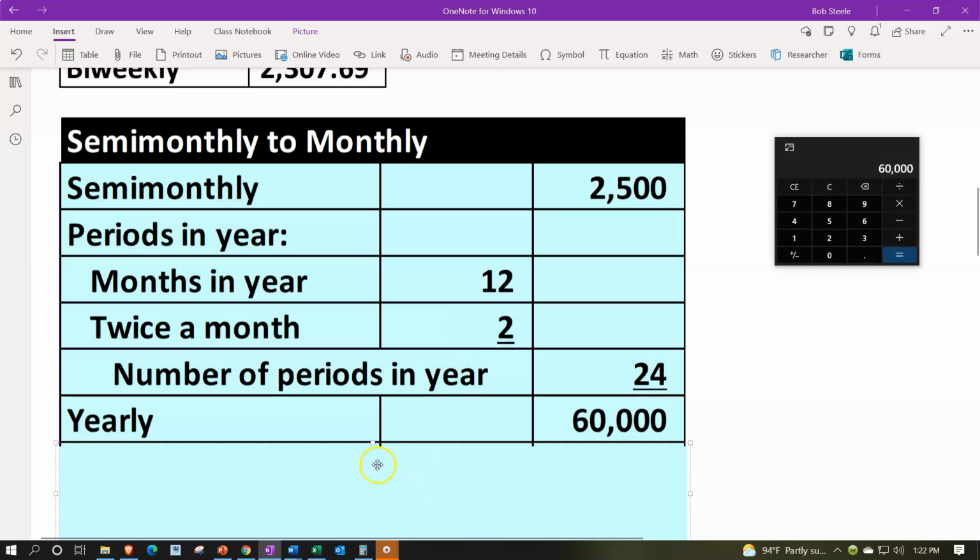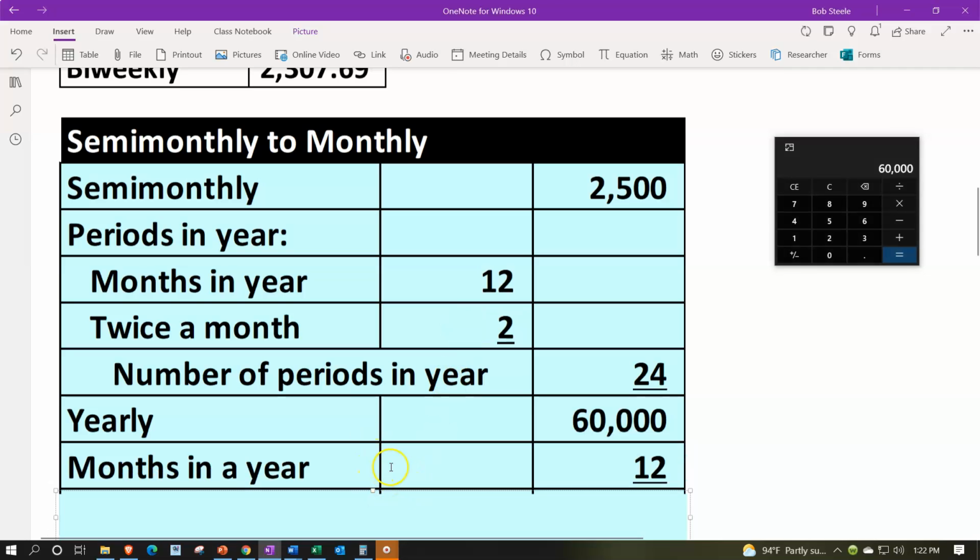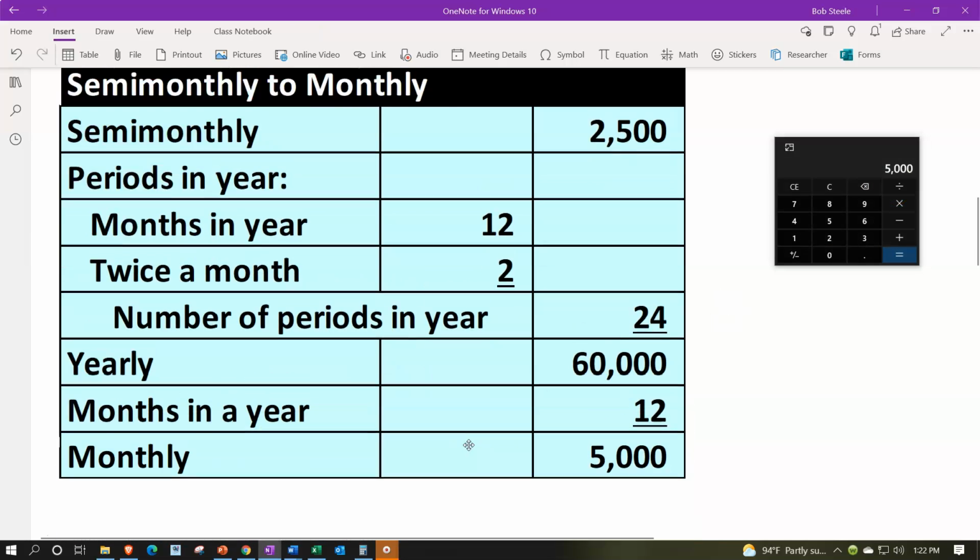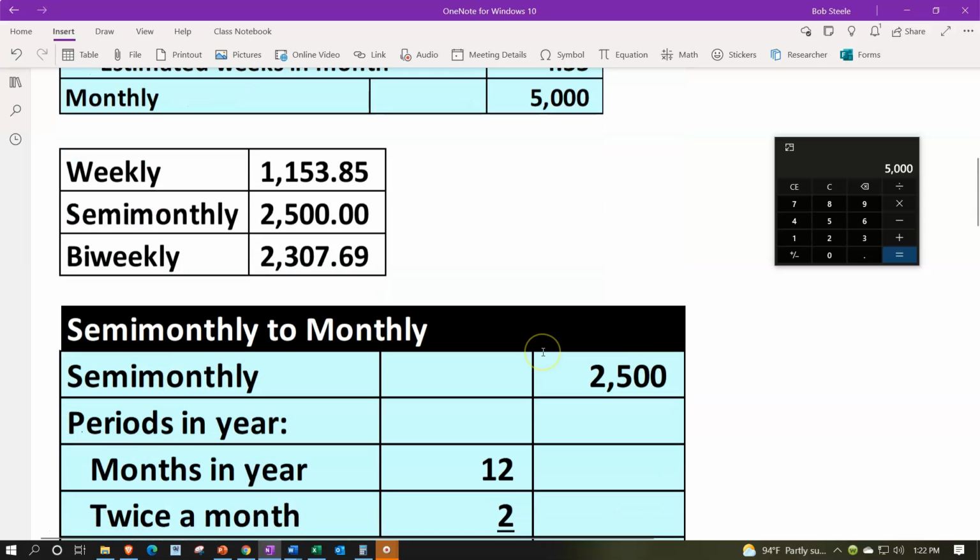So, okay, there's the 60,000. And then we've got the months in a year, which are going to be 12. So we just take that once again divided by 12 and we get back to our 5,000. Same thing we got up top here, 5,000.